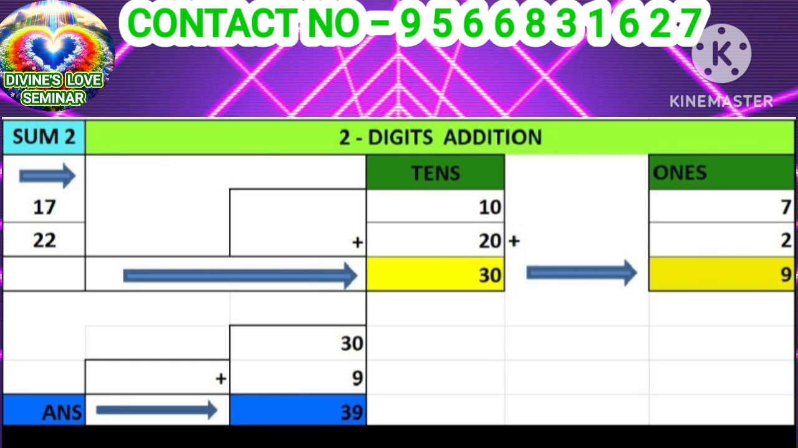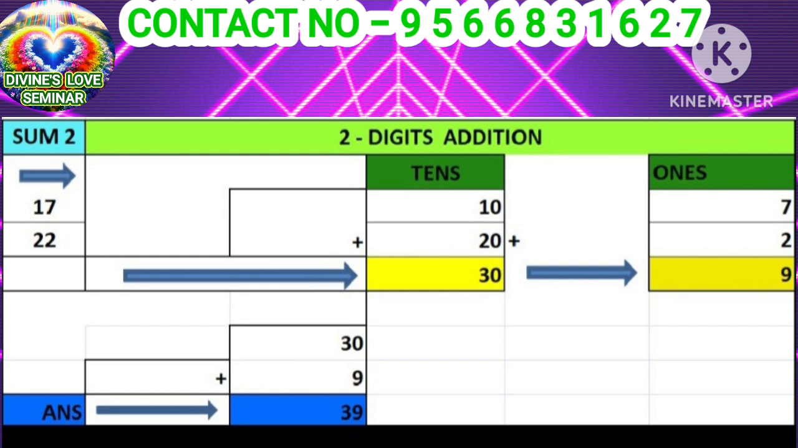Sum 2. 17 plus 22. In the tens place, how many tens are there in 17? One ten. So, 10 we put. In 22, how many tens are there? Two tens. So, 20. Then you come to the next place, the ones. In the ones, how much is there? 7 and 2. Just write.